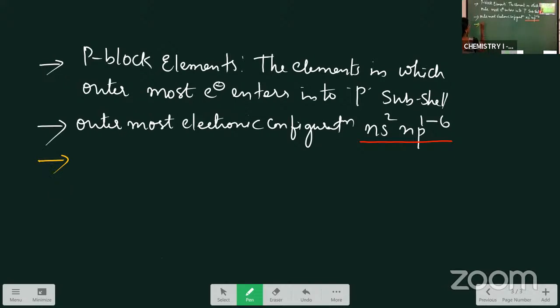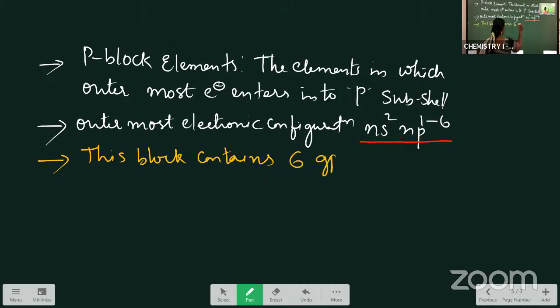The next question: how many groups are present? This block contains 6 groups, because the P subshell can accommodate 6 electrons. Therefore, 6 groups are present in this block. Now, what are those 6 groups?